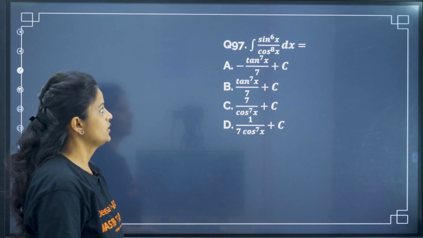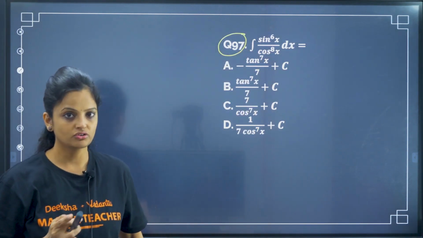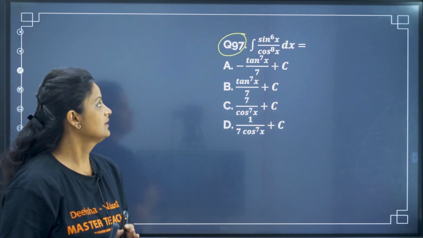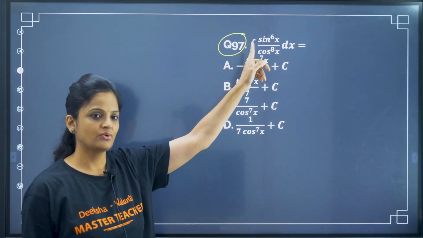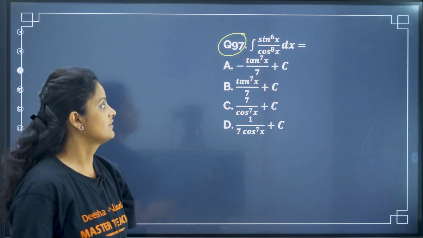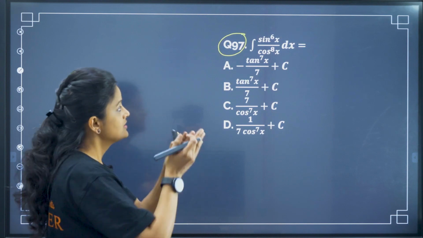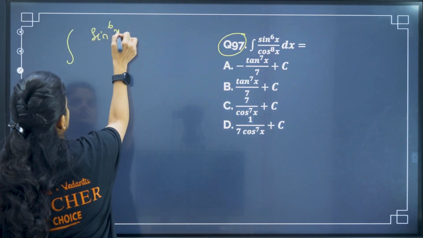So let's see the next question. A lot of integration problems we are doing in this video also, so revise everything and make use of that. Integral of sin power 6x divided by cos power 8x. That means 2 extra they have given. Why did they give 8 here? Separate it.